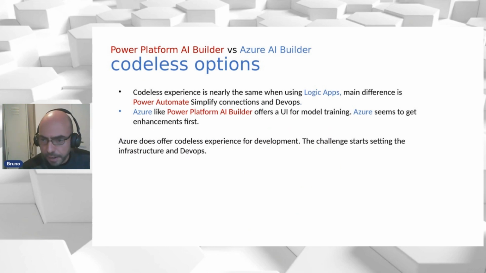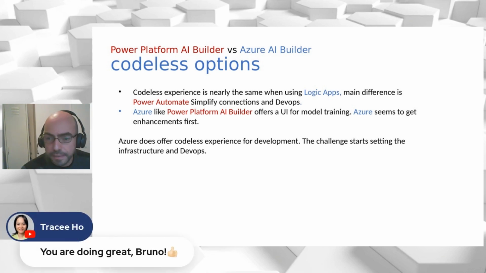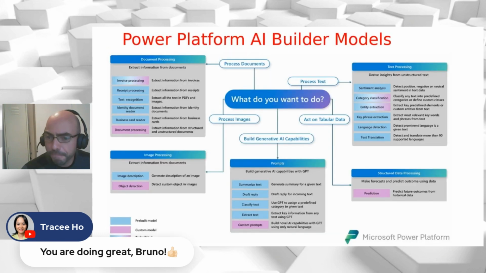So in summary, Logic Apps is very similar to Power Automate, and the only difference is in the DevOps and connections. When you use Power Automate, setting up the connections is much simpler. Still, it's not a big, massive difference.